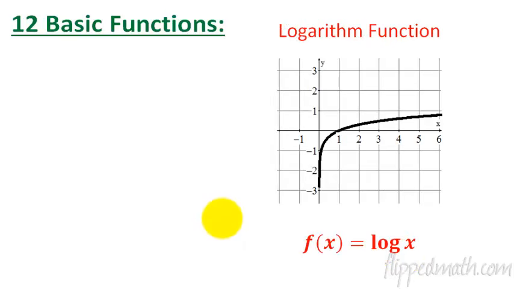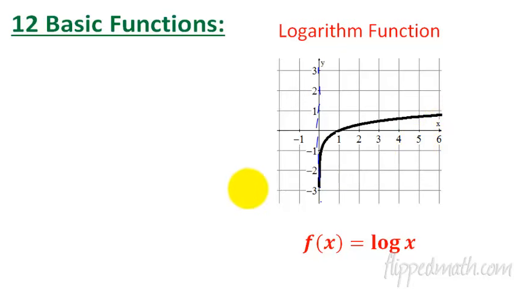Next is the logarithm function. A logarithm function, f of x equals log of x, and we'll get into these later as well, but this is a vertical asymptote right here. You'll have a vertical asymptote. There is no asymptote that's horizontal. It might look like it, but it is just kind of flattening out. Never really gets flat, though.